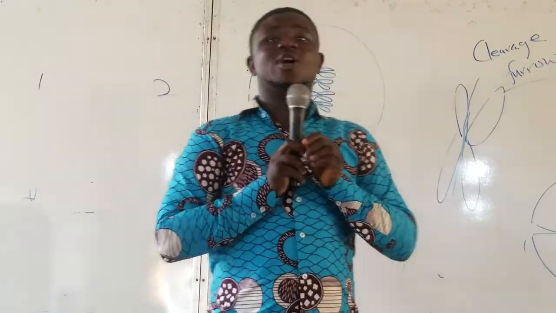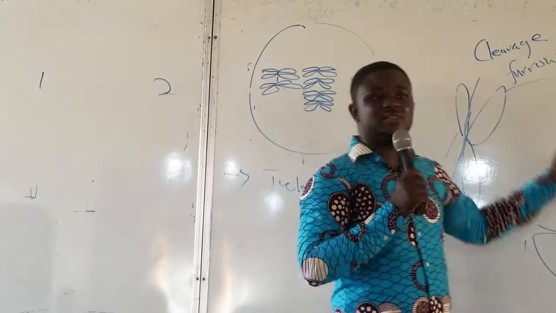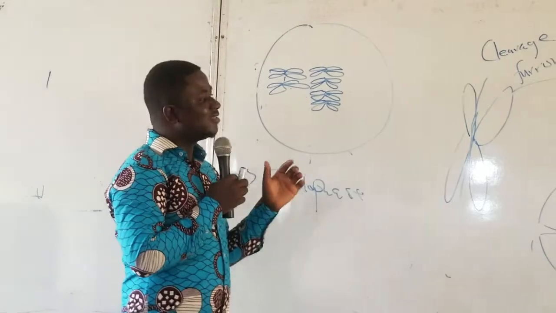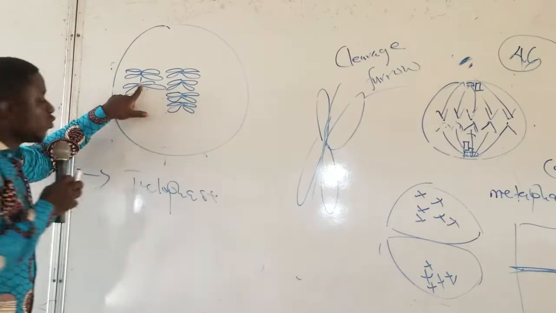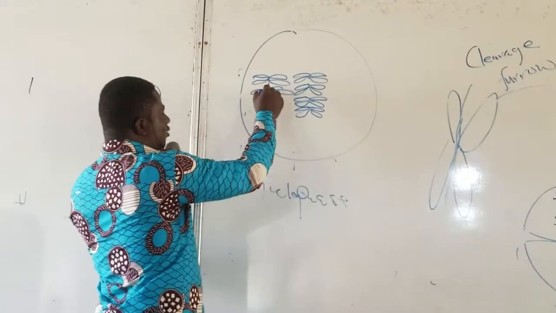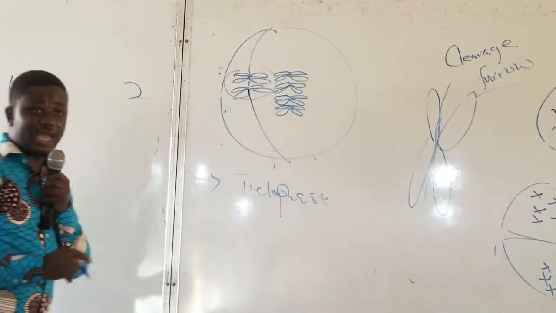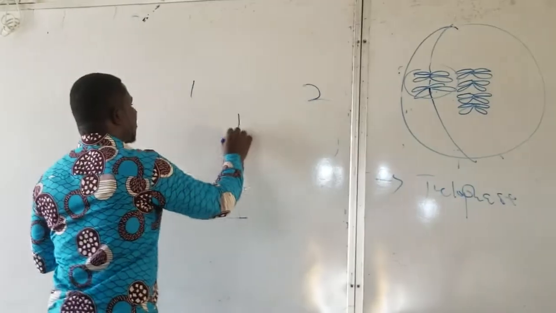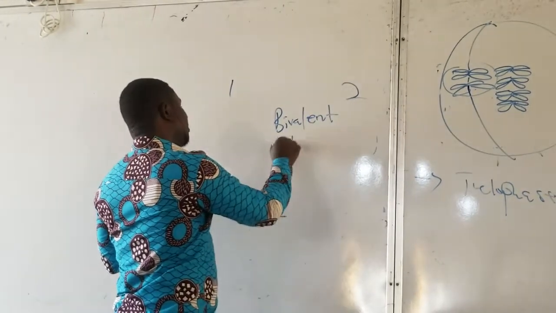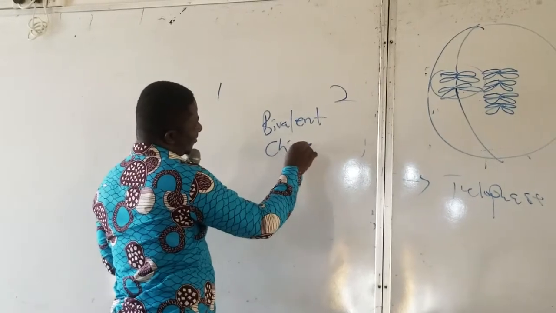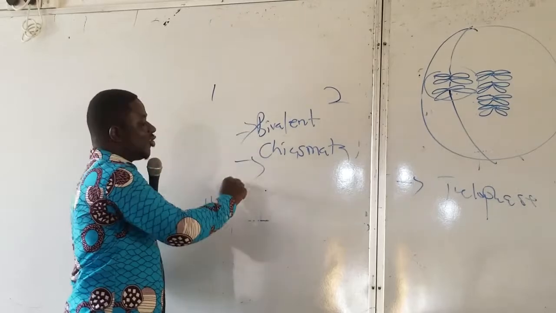Alright, so note they are just two like that. So when the spindle fibers attach, in this instance, they wouldn't attach to chromatids. They will attach to a full chromosome. So a spindle fiber will attach to this chromosome, and to this chromosome. But note that they will be joined. You get it? And note these things: bivalent, chiasmata, and what? Tetrad.